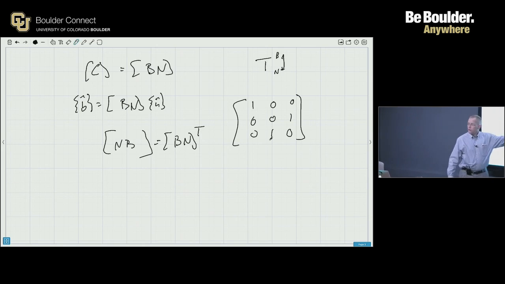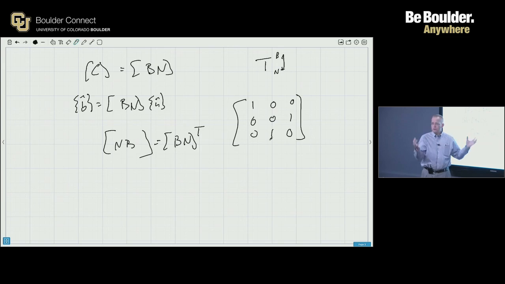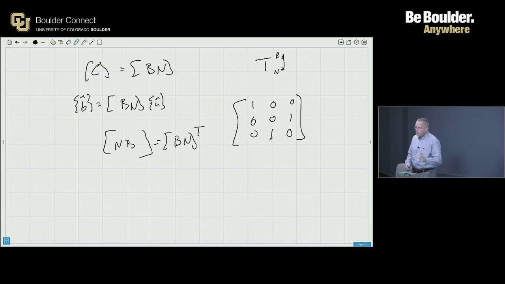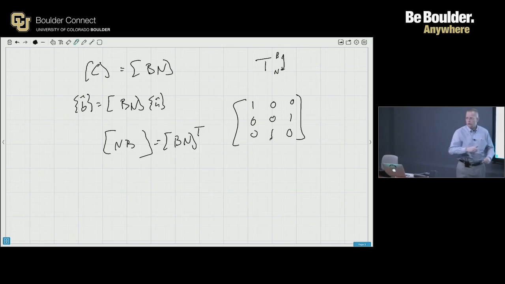This is also an orthogonal matrix. It satisfies all the conditions of orthogonality, but it's a left-handed system. And so there's some mathematical checks we can do to quickly identify: is this DCM left-handed or right-handed? And we'll check for that.